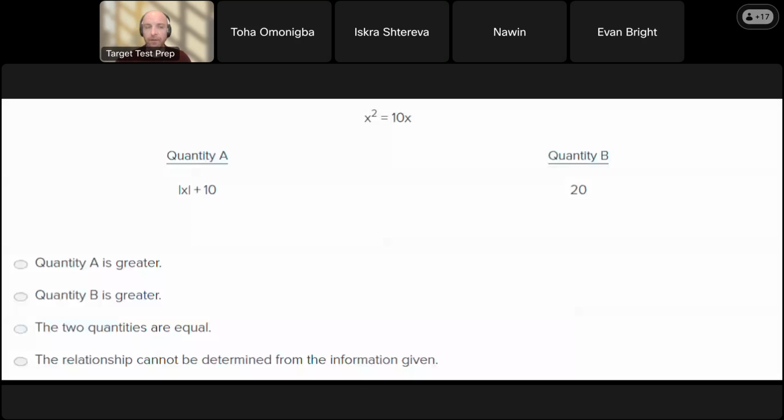Now, I'm seeing some differing opinions here, but I think the reason we want to talk about this as a potential trap is that you look at an equation like x squared equals 10x, and it seems pretty straightforward what you're supposed to do. You're supposed to divide by x. So I divide by x, and x squared divided by x is equal to 10x divided by x, and that just gets me x is equal to 10. And I plug in 10. 10 plus 10 is 20, so naturally they're equal, right? That's what they want us to think.